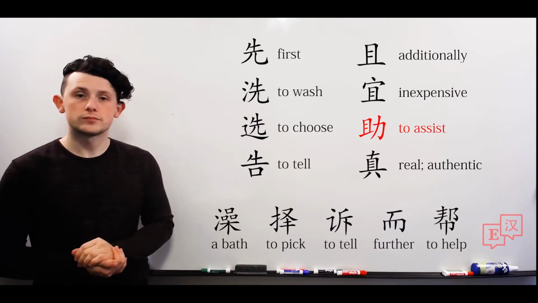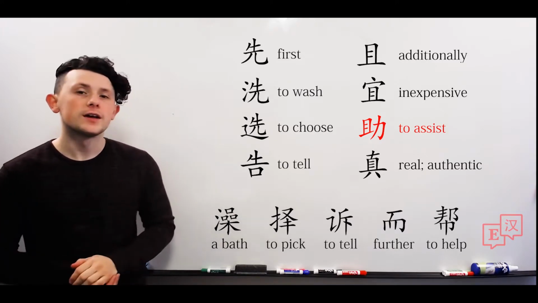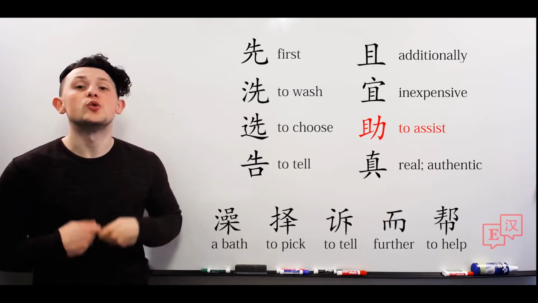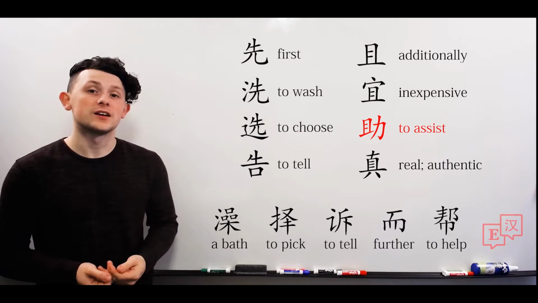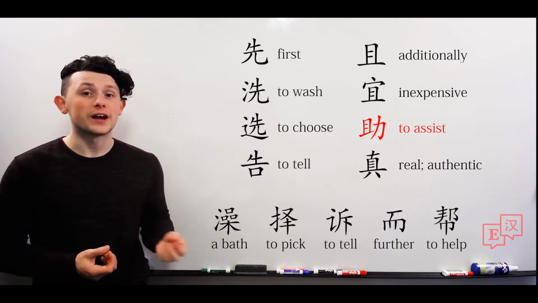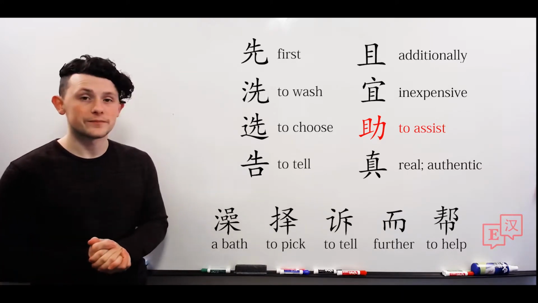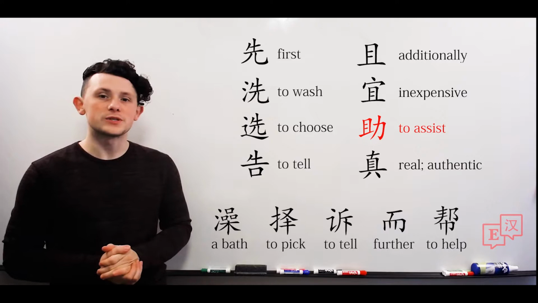Zhu. Zhu. Similar to pig, falling tone. This character means to help or to assist. So, 且, additionally, moreover, and li, force. So you're adding more force, you're helping someone. Additional force is to assist.